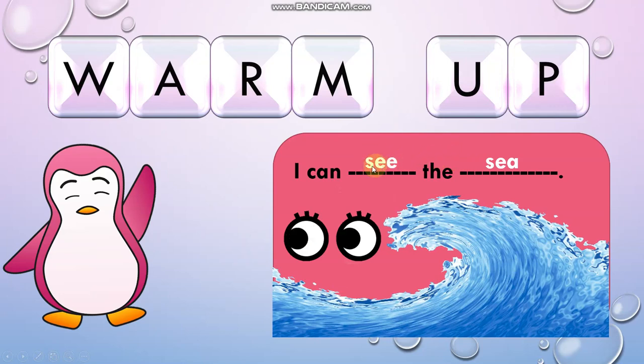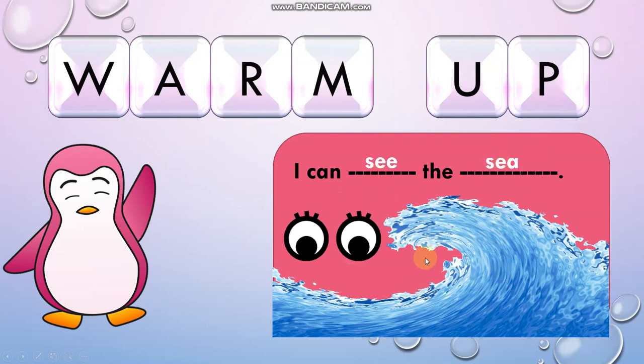Do you see how they sound the same? I can see the sea. Do they spell the same way? No, here you have EE and here you have EA. And do they mean the same thing? No. You see with your eyes, it's a verb, and then there's the noun sea.